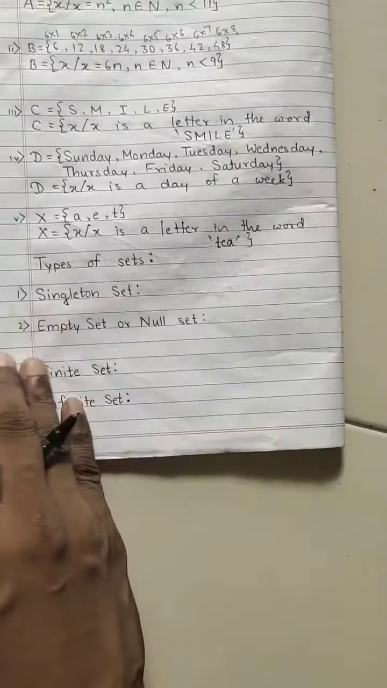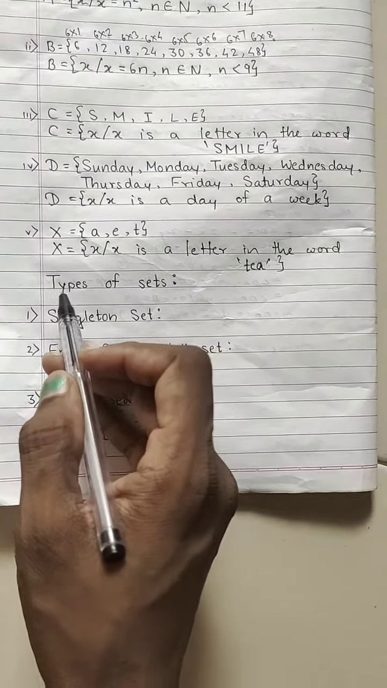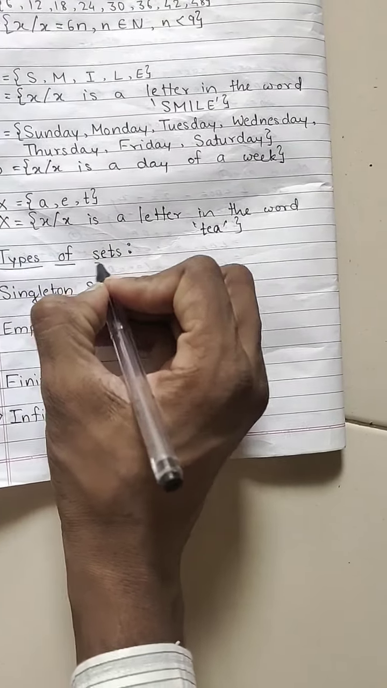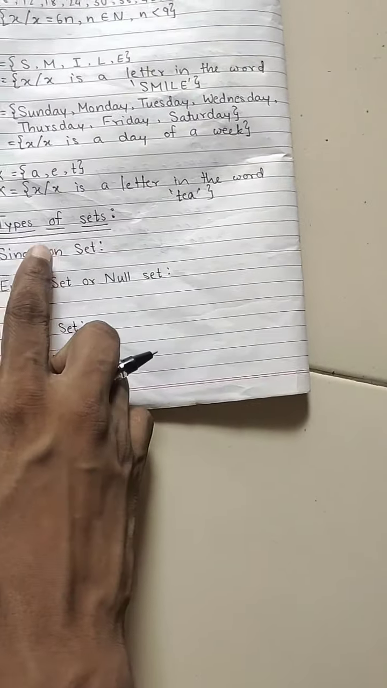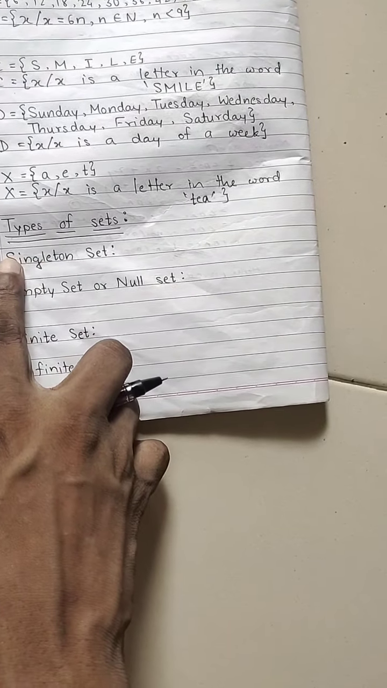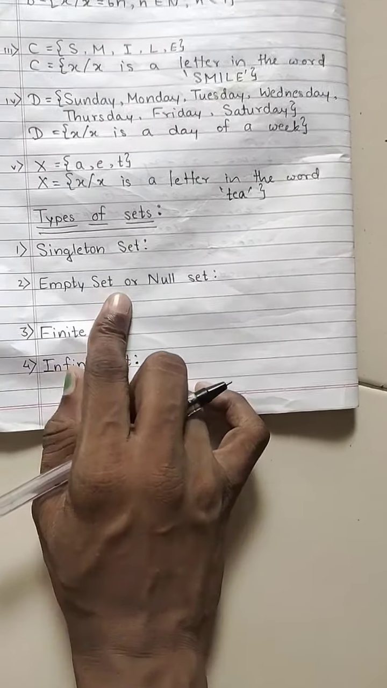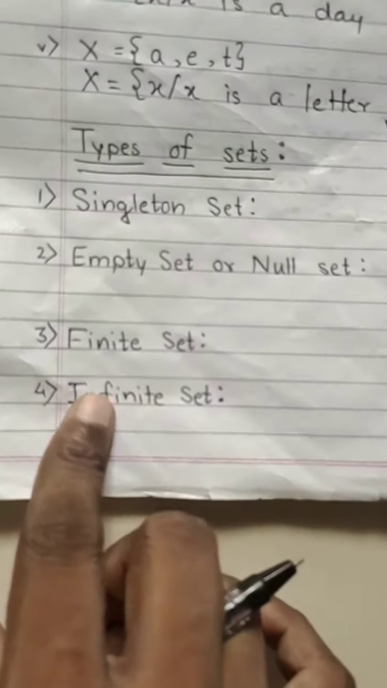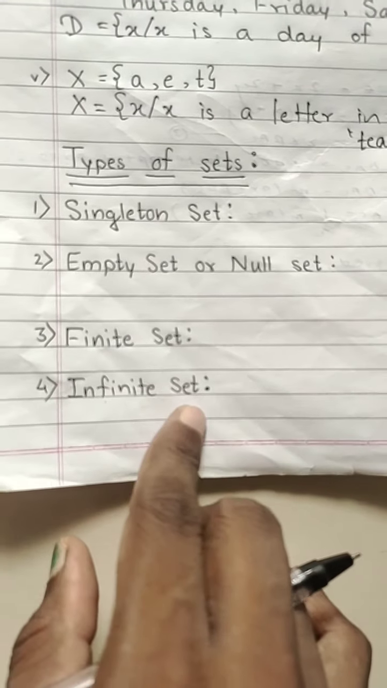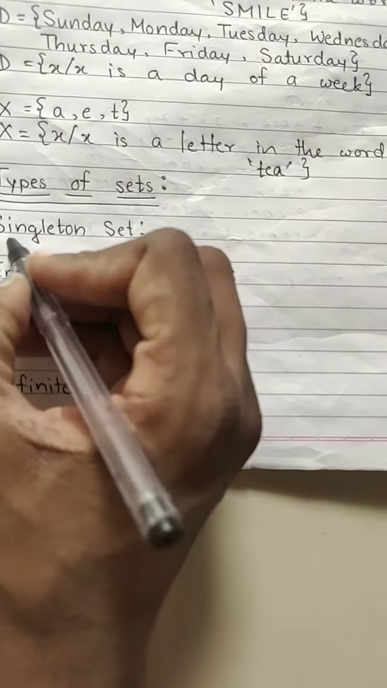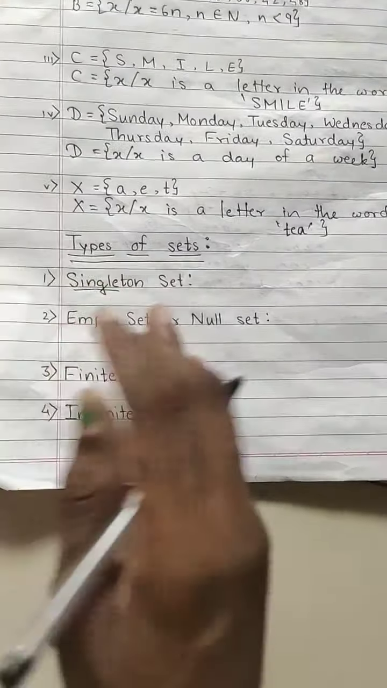Okay, now let us move forward. This is what I have written, types of sets. So sets are of following four types. First one is singleton set, second one is empty set or you can say null set, third one is finite set, and fourth is infinite set. Now see, singleton set means what? Single means only one element. So if your set contains only one element, then you will call that set singleton set.